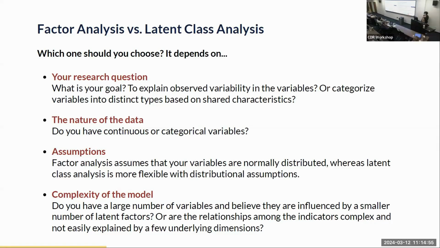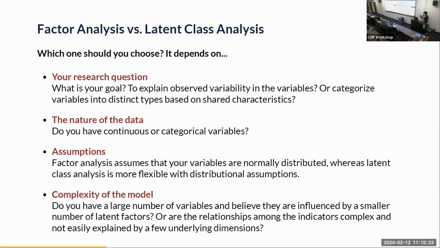And another thing you want to think about is the complexity of your model. Like, do you have a large number of variables, and do you maybe believe that they could be explained by a small number of latent factors? If that's the case, and you understand that a priori, then maybe you want to go for factor analysis. But if you feel that the relationships among your indicators are complex and maybe are not as easily explained by a few underlying classes or groups, then maybe latent class analysis is the way for you to go.